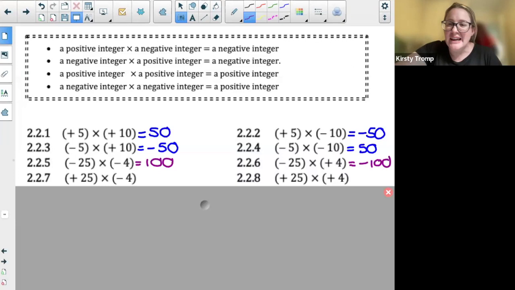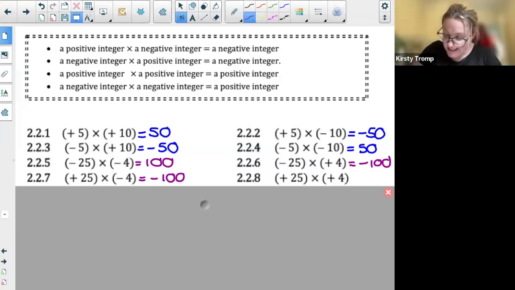Let's go. Amishle. Hi, Amishle. Hi, ma'am. Okay, Amishle, let's go. So, ma'am, a positive times a negative is a negative. Well done. 25 times 4 is 100. So my answer was negative 100. Perfect. Thank you so much.